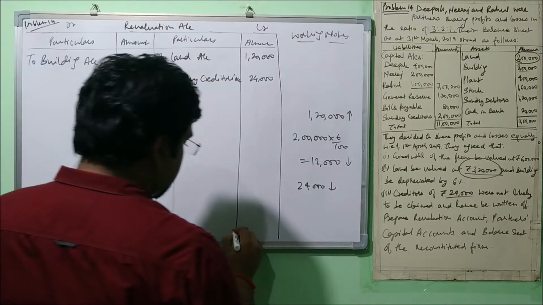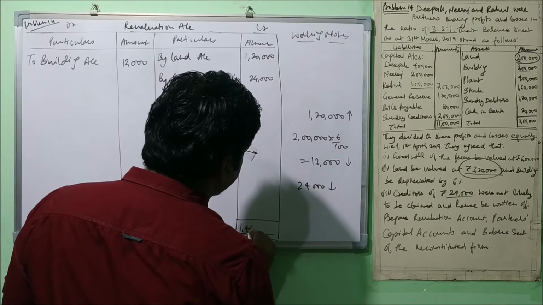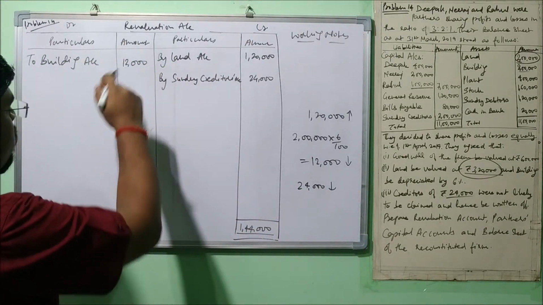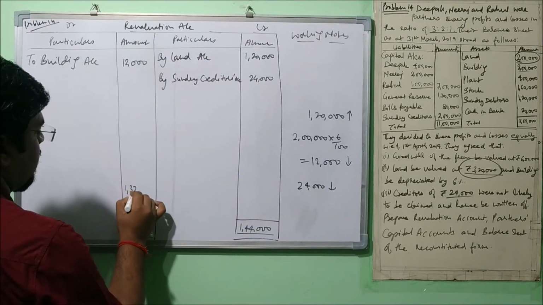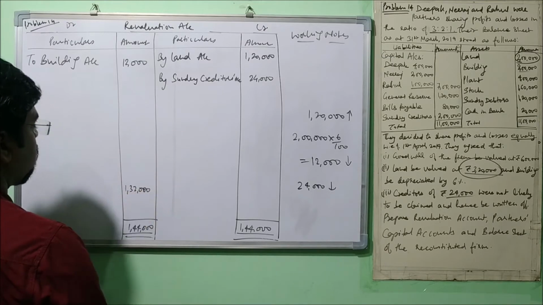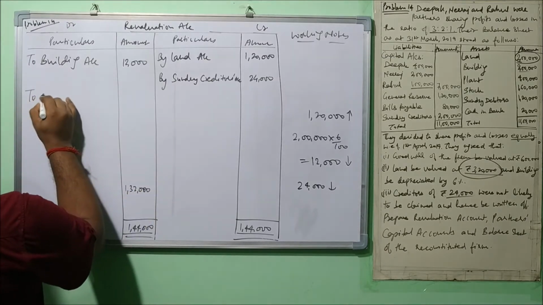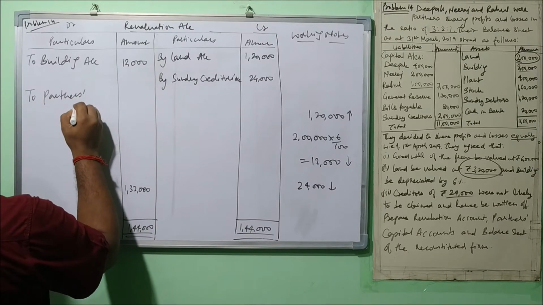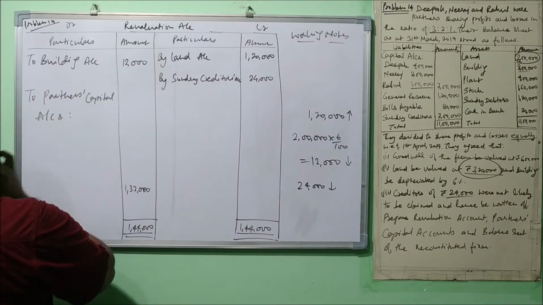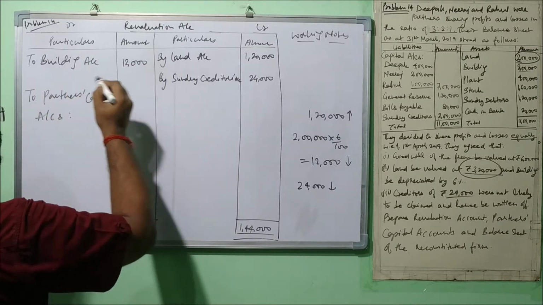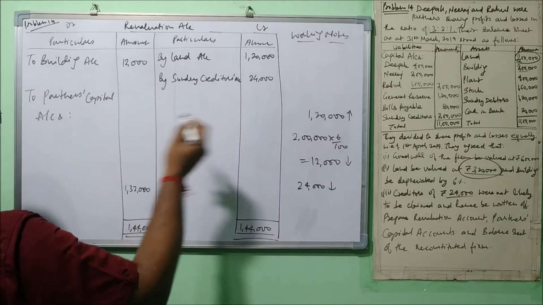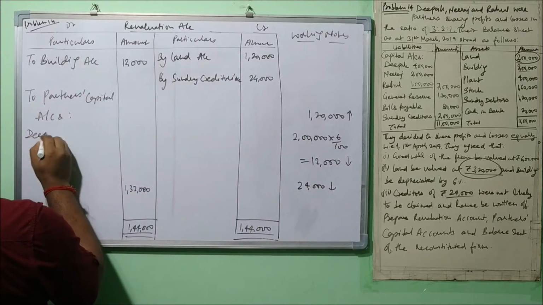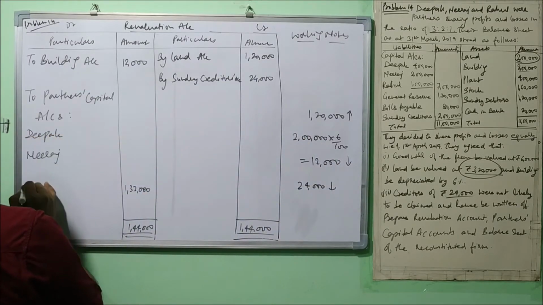So what is the total? 1,44,000, right? Okay, we deduct 12,000 out of this, that is 1,32,000. Okay, we'll pass the entry to partners' capital accounts. Or we can also mention profit transferred to partners' capital account. What are the names of the partners? Deepak, Neeraj, and the third one is Rahul.